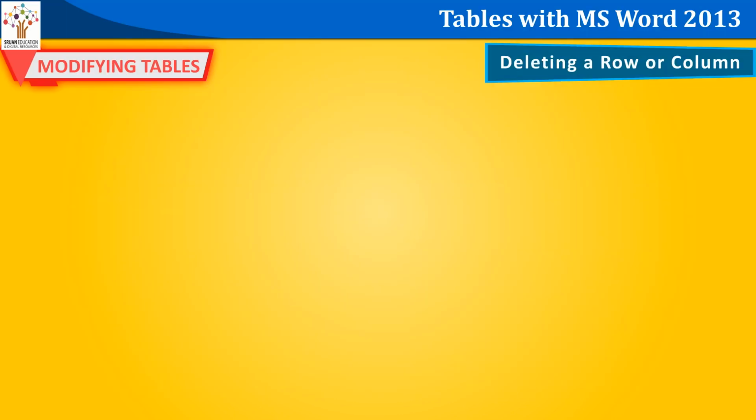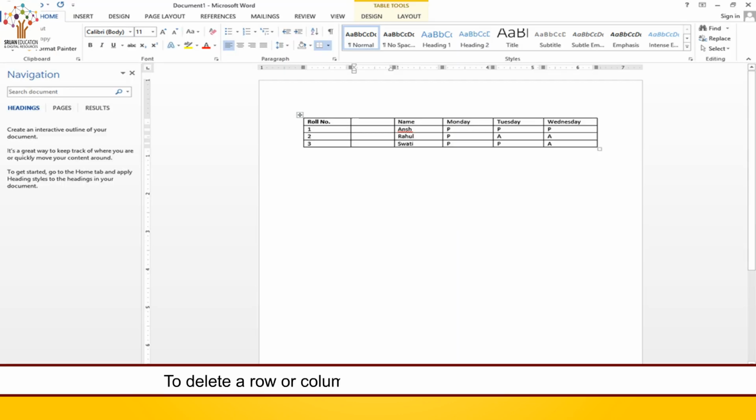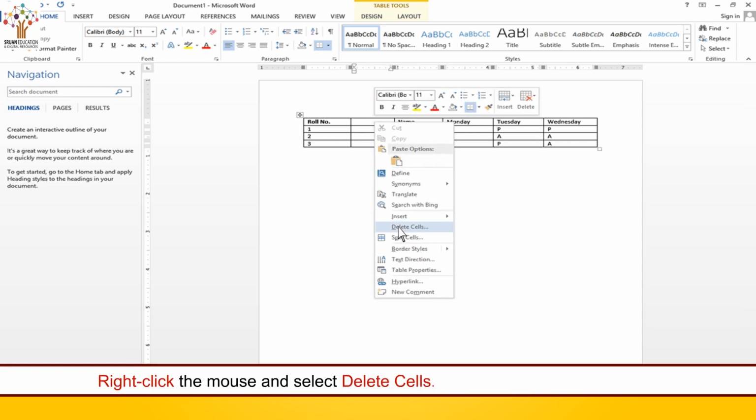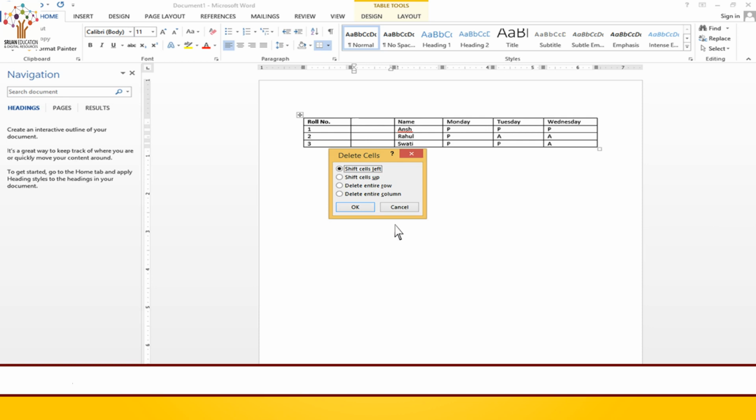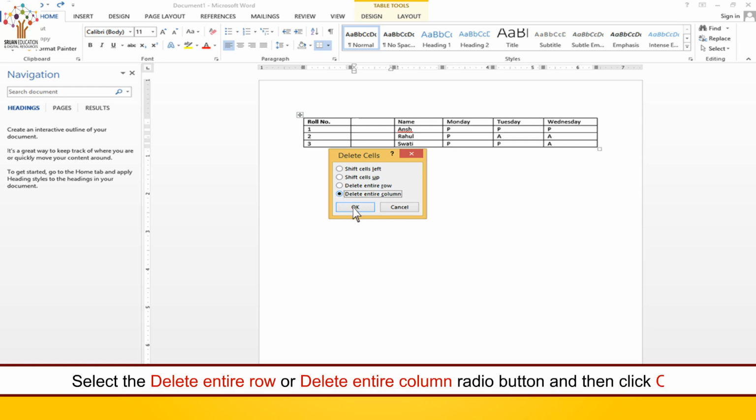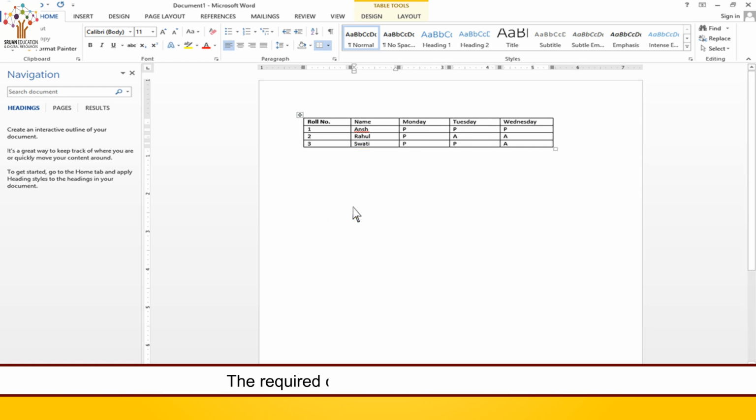Deleting a row or column. To delete a row or column from a table, follow these steps. Place the insertion point in the row or column that you want to delete. Right-click the mouse and select Delete Cells from the menu that appears. The Delete Cells dialog box appears. Select the Delete Entire Row or Delete Entire Column radio button and then click OK. The required column or row gets deleted.